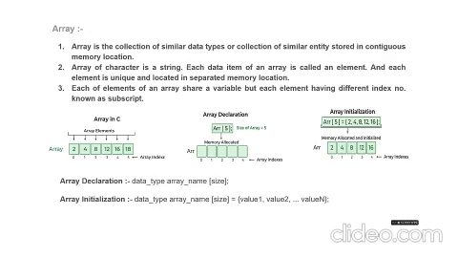Each element of an array shares a variable name, but each element has a different index number, known as a subscript. Index numbers start from 0. This is the way of storing array elements, this is the way of declaring an array, and this is the way of initializing an array. These are the syntaxes of array declaration and array initialization.